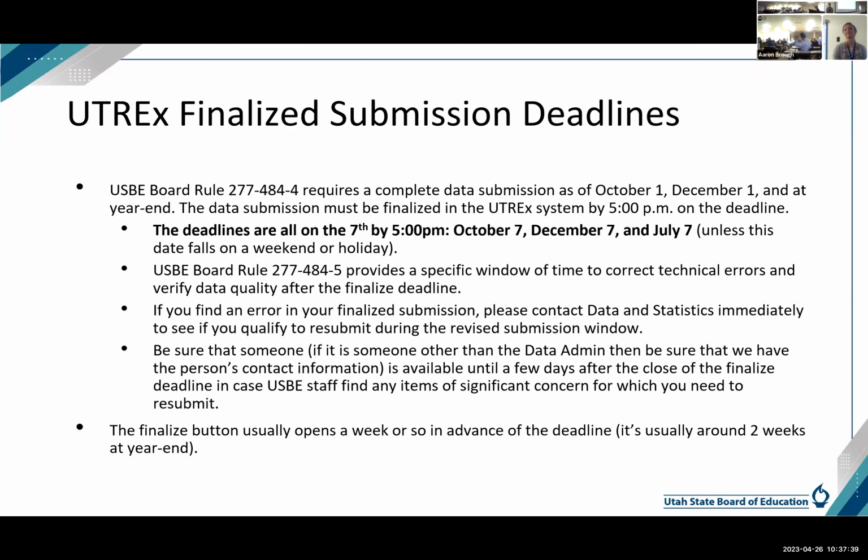So it depends on the date that the finalizer is available, but the last bullet point on this slide, you'll notice it's usually open a week or so in advance of the deadline. That's true for October and December. Year end, we usually try to give you 2 weeks. So from July 7th, it would be 2 weeks prior to that you would have that window to press the button. Is there any reason why that couldn't be opened earlier?